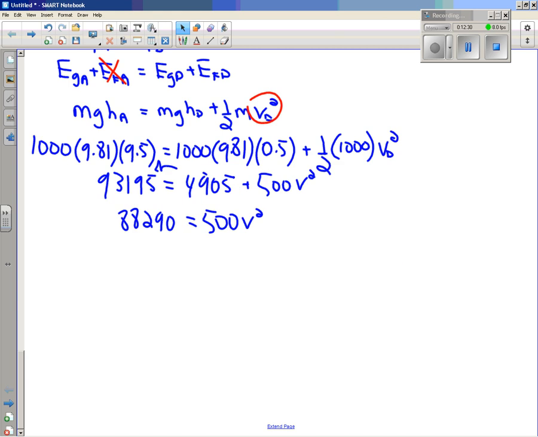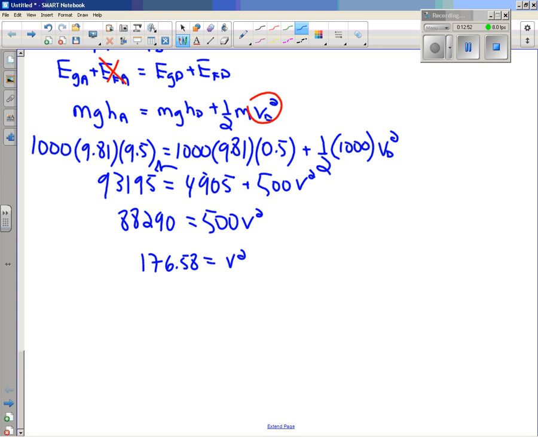Next step, divide both sides by the 500. So I've got my 88,290. I'm going to divide it by 500, and that gives me 176.58 equals v squared. That's not the speed. That's way too fast for a roller coaster. We still have to take the square root to find the answer.